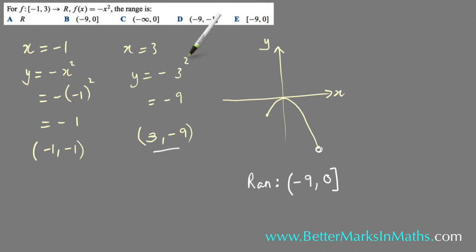A lot of students just automatically sub these values in and then look at this and go, well, -1 is the biggest y value here, without actually seeing the graph and realizing that the turning point is in fact the highest point and not one of the endpoints being the highest point on the graph. So that's how you do this kind of question.